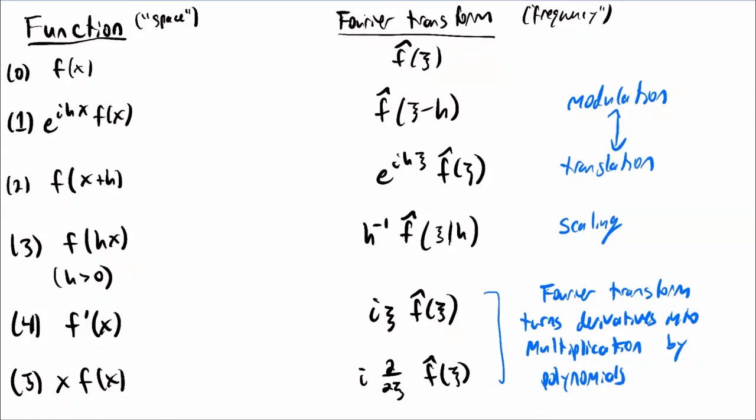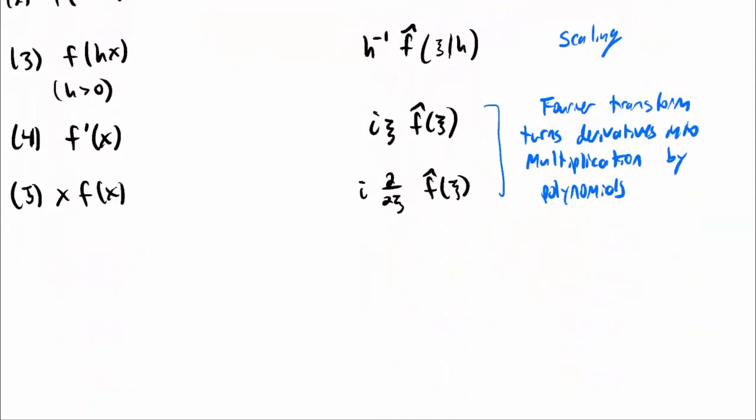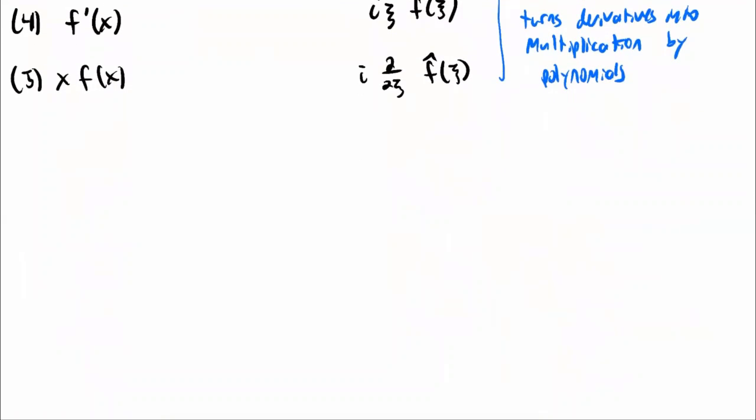Derivatives are often hard to work with, but this just says that if I'm willing to work with the Fourier transform, I can replace the derivatives by just a polynomial multiple of my function and eliminate one of the derivatives. Okay, and so what I'll do is prove some of these. I'm not going to prove all of them. Let's say I'll begin by proving point 1. So let's go into the proofs.